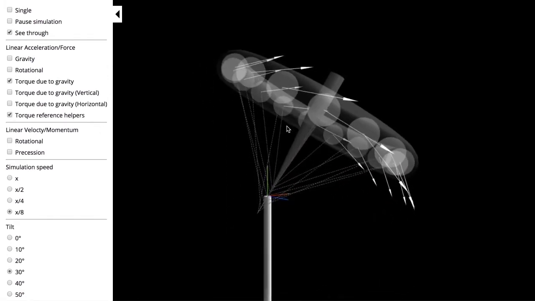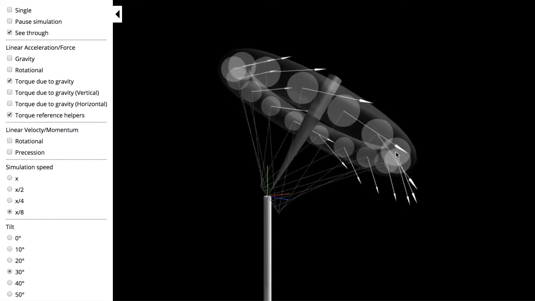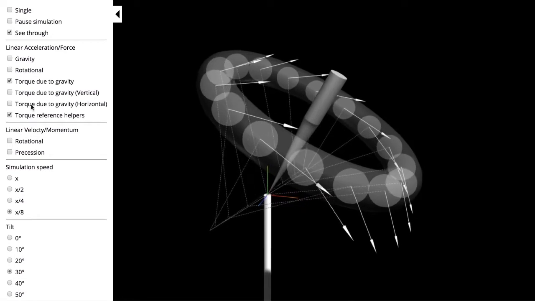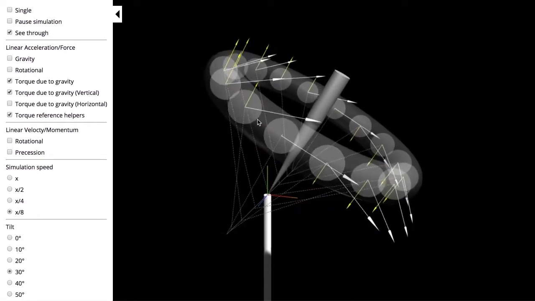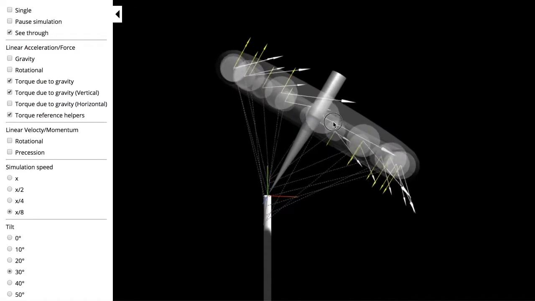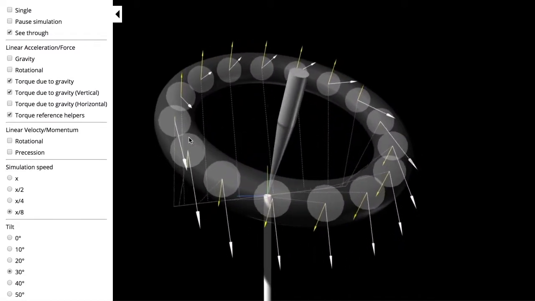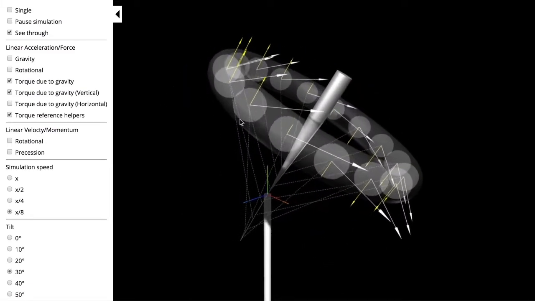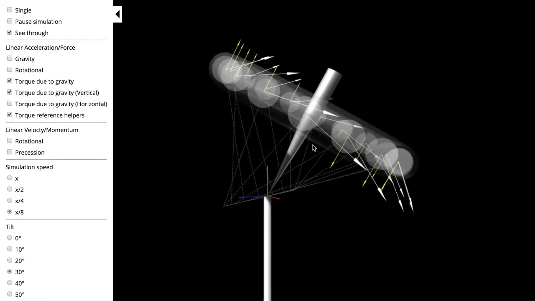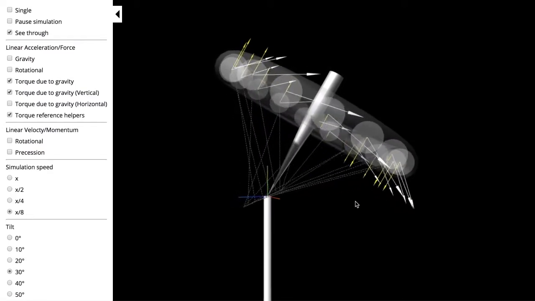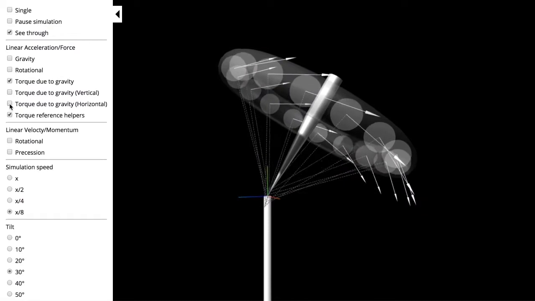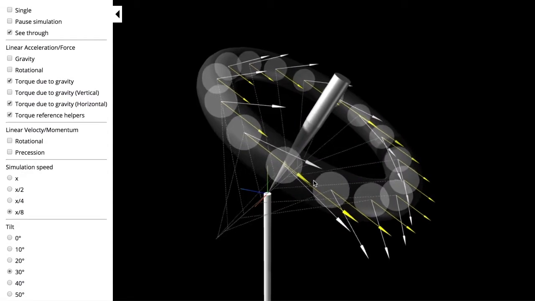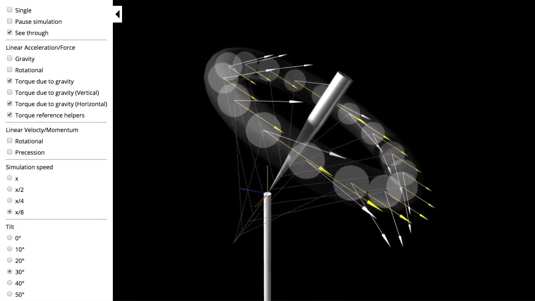These helpers are to understand the perpendicularity of the torque arm to the torque vector. These yellow arrows are components of torque vertical to the plane of spin. Note that the vertical components on the top half of the spin area point upwards and the other half point downwards. These are the components of torque horizontal to the spin plane, and that sums up the acceleration vectors.